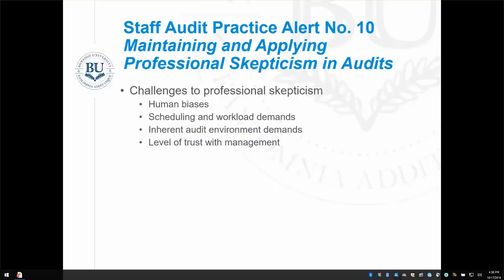The inherent audit environment demands, obviously we're in this to make money. We also are looking at wanting to make sure that our survey results and client satisfaction ratings are high, and oftentimes that may have us bend a little bit towards management and not really look at it from a clear lens, if you will.